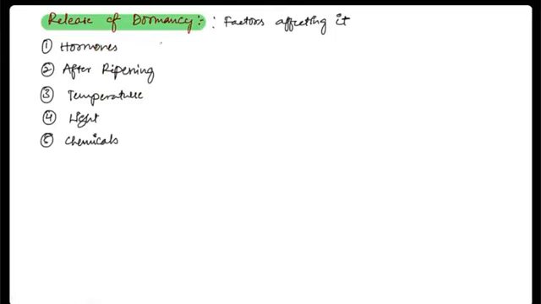Okay, we have talked about the classification and the different factors affecting dormancy. So what are the factors that have an impact on the release of dormancy? If the dormancy is to be released, what factors actually impact this release? Mainly it is the hormones, and secondly it is the after ripening process. Can anyone tell me what you understand by after ripening?